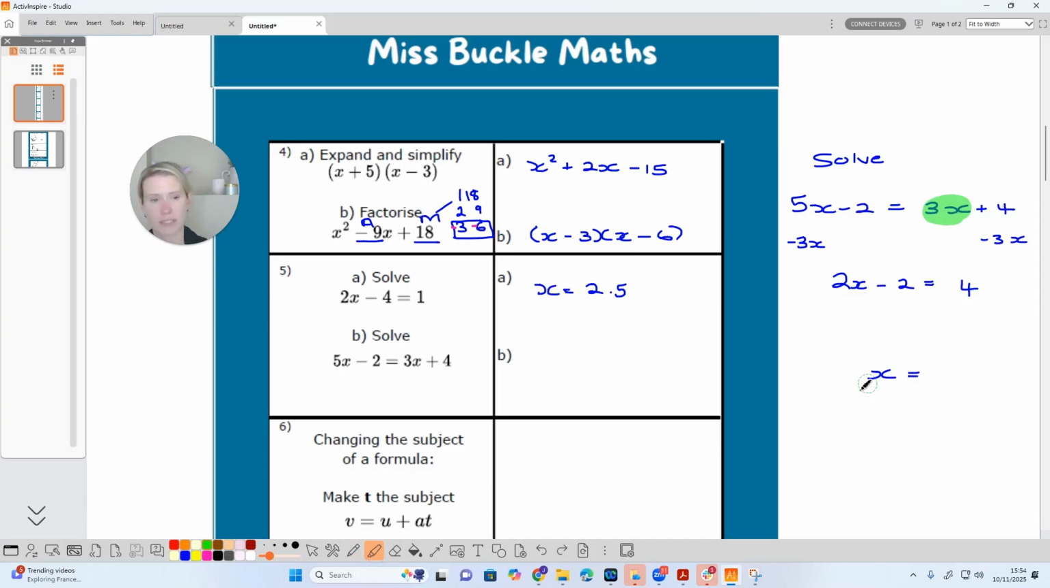Right, we now want x on its own, remember, so I'm going to start by getting rid of -2. I get rid of it by adding 2 onto both sides because they're then going to make 0. 2x is equal to 4 plus 2, which is 6. And if 2x is 6, we need to divide it by 2 to find out what 1x is. X is equal to 3.